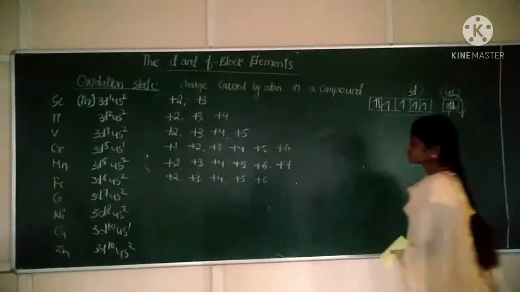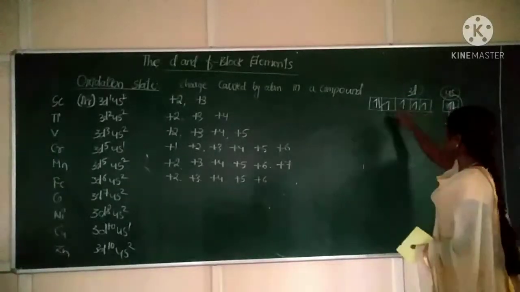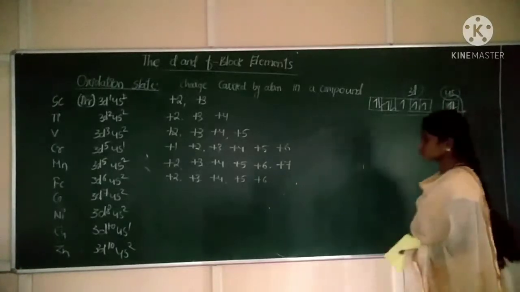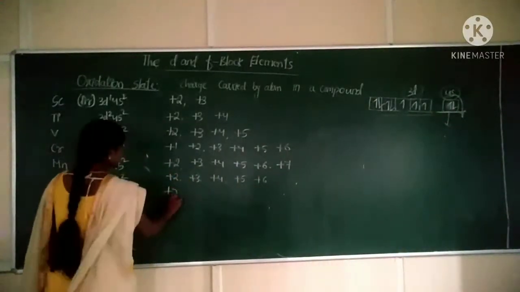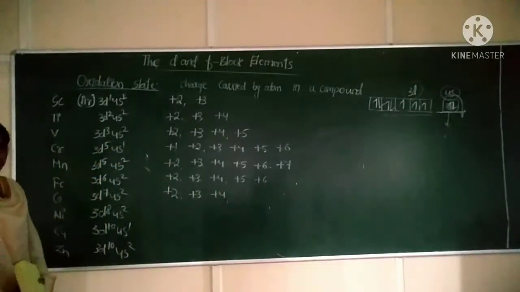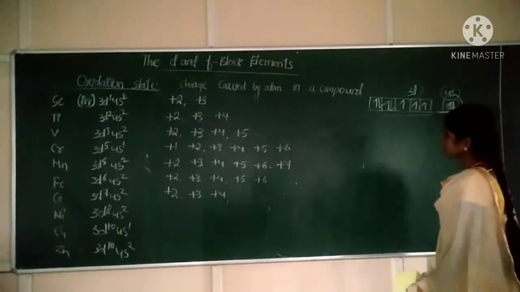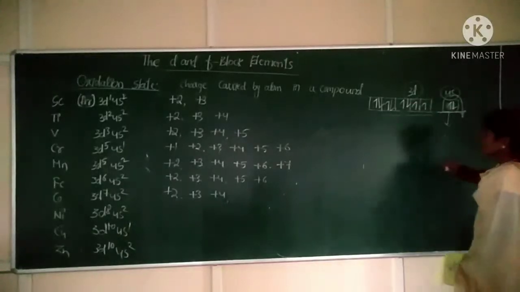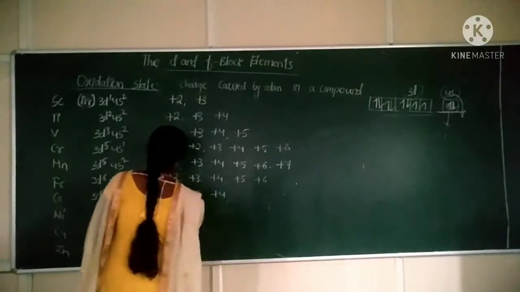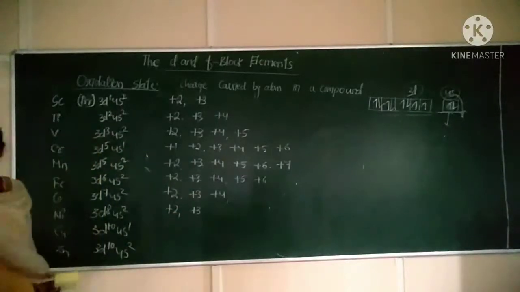Next, cobalt. Cobalt means 3d7 4s2. So 1, 2, 3, 4, 5, 6, 7 here. Now what are the possible oxidation states? One time it can have +2, and next it can have +3, +4. +2, +3 and +4 oxidation states. Clear? Next, nickel. Nickel configuration is 3d8 4s2. At this time it can have a +2 oxidation state, a +3 oxidation state, as well as +2 and +3 together. Clear?